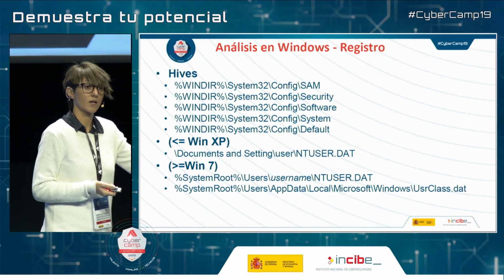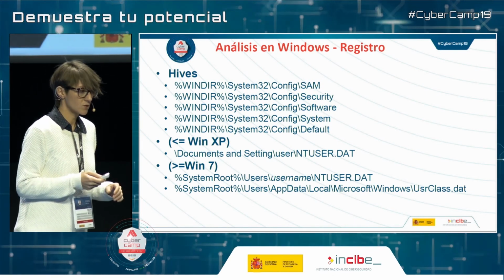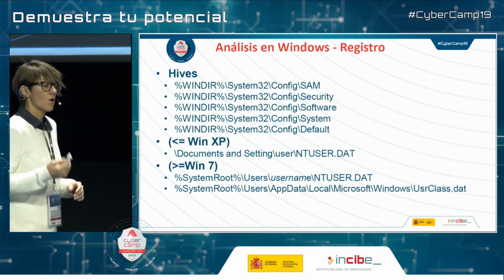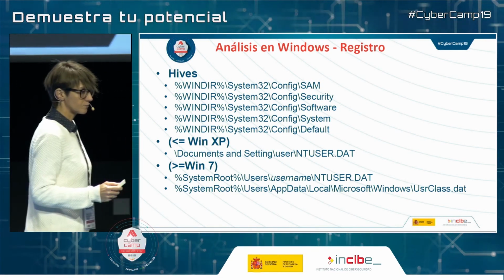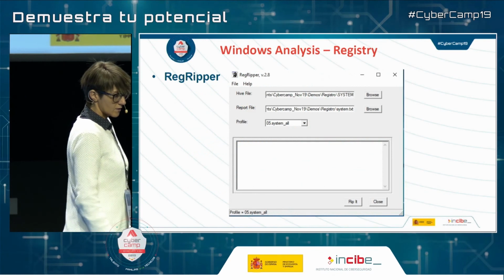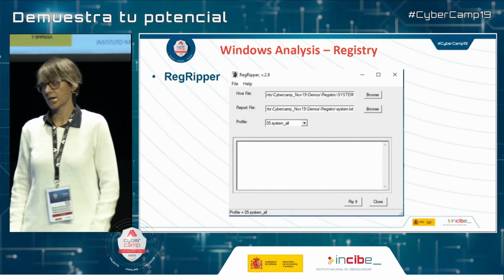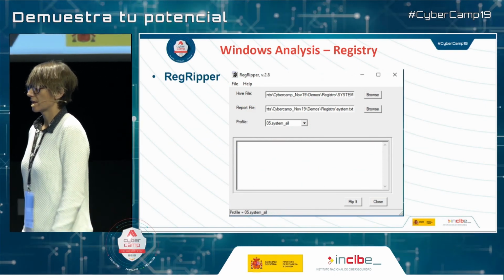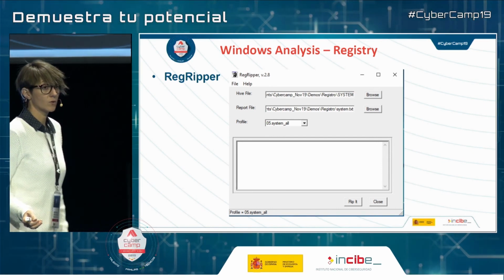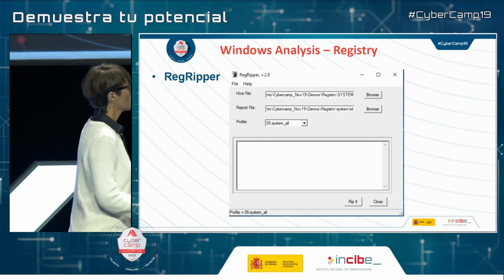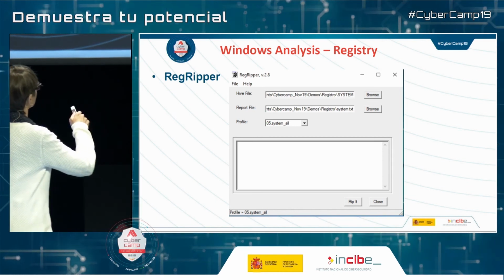We would export them, although as you can remember we could export them from the memory as well, and then we would analyze them. And how do we analyze the files in the registry? The most widely used tool is RegRipper. You can use it on a console and you can use it on Linux.